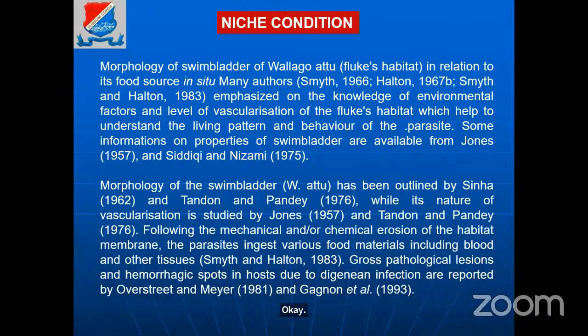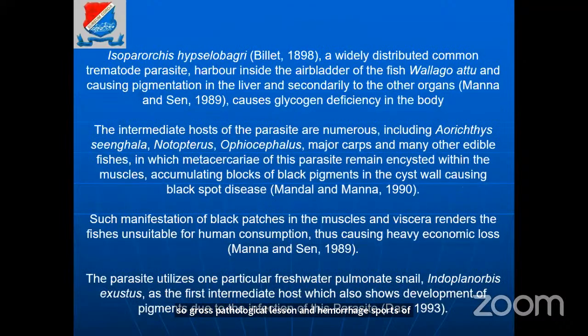So, the swim bladder is actually the habitat of the parasite, which injures various food materials, including blood and other tissues. So gross pathological lesions and hemorrhage spots of the host due to the infection are reported. So what type of pigmentation is found there? You can find it there. So isoparetic is oily distributed, and causes glycogen deficiency of the body of the host.